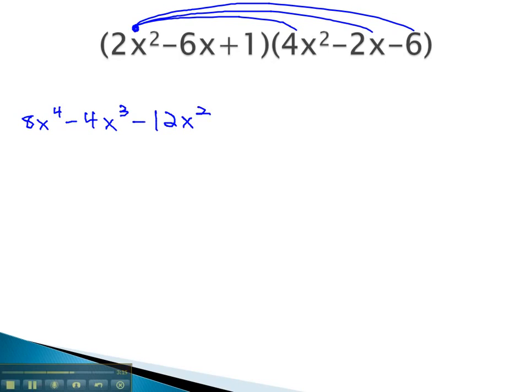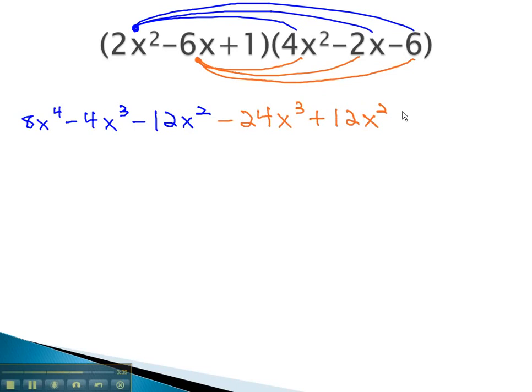Now we move to the second term, the negative 6x, and distribute it through the following polynomial. Negative 6x times 4x squared is negative 24x cubed. Negative 6x times negative 2x is positive 12x squared. Negative 6x times negative 6 is positive 36x.